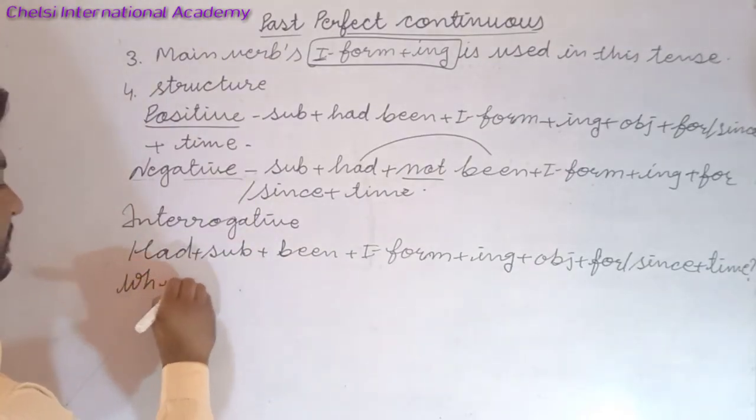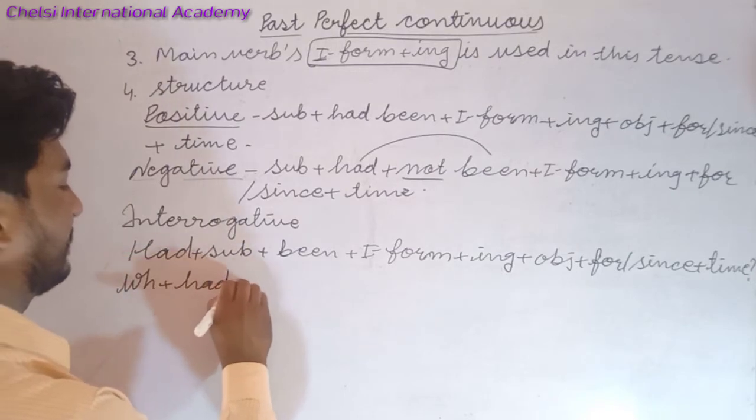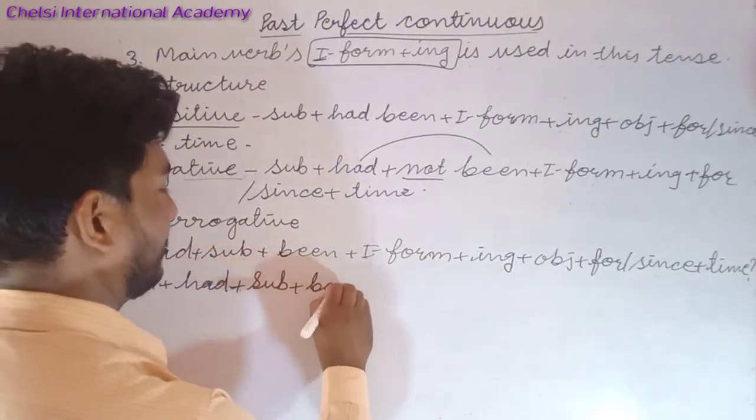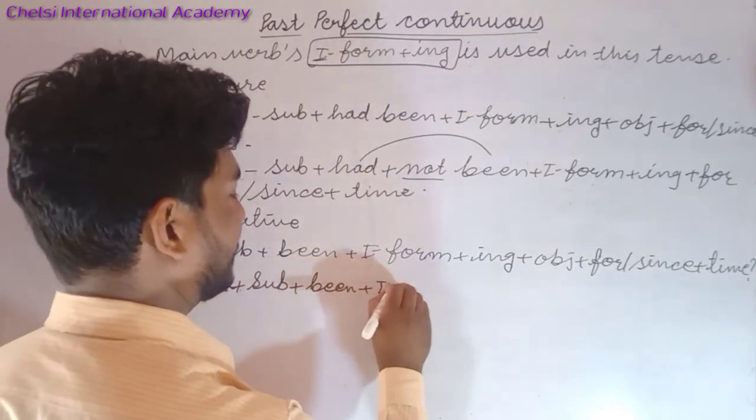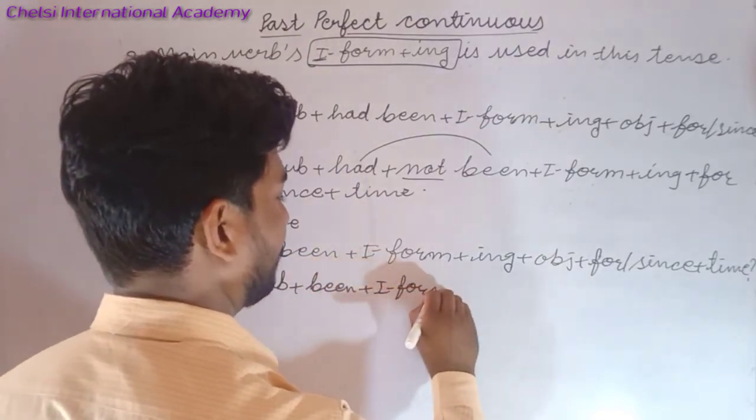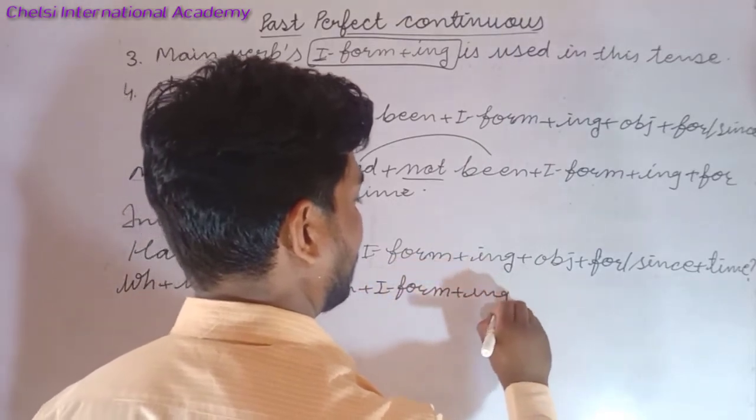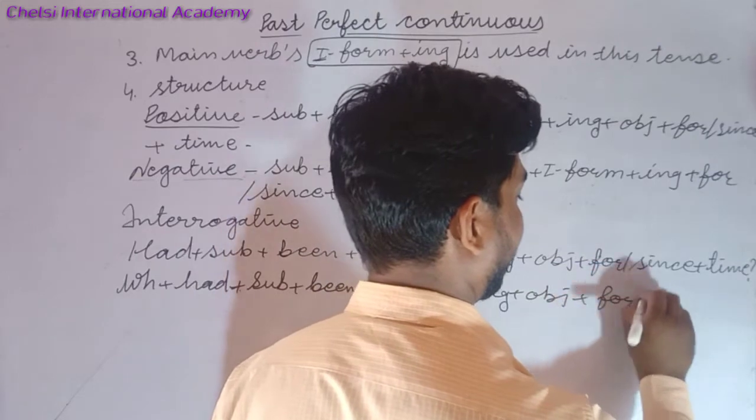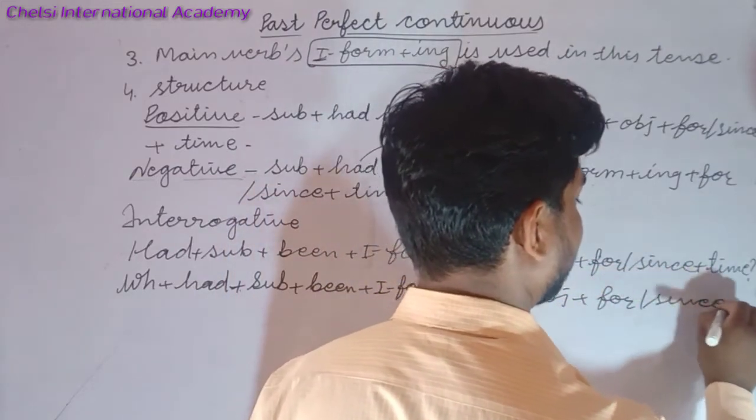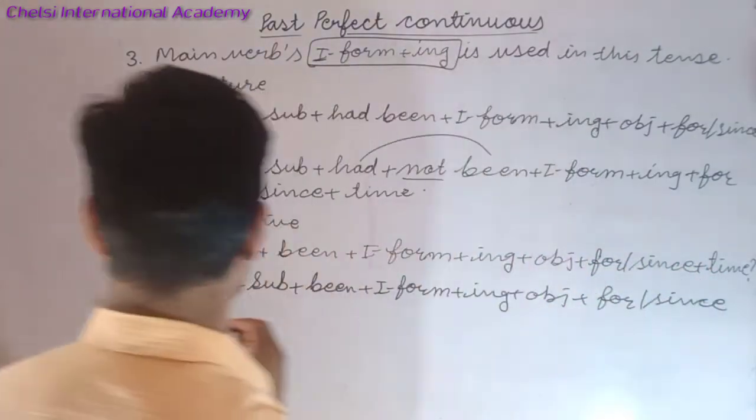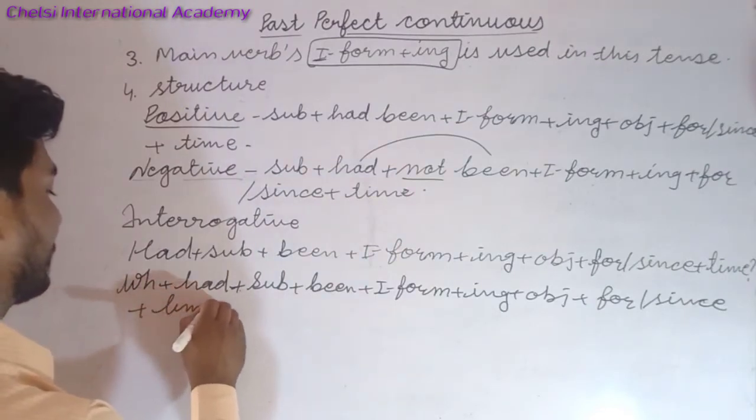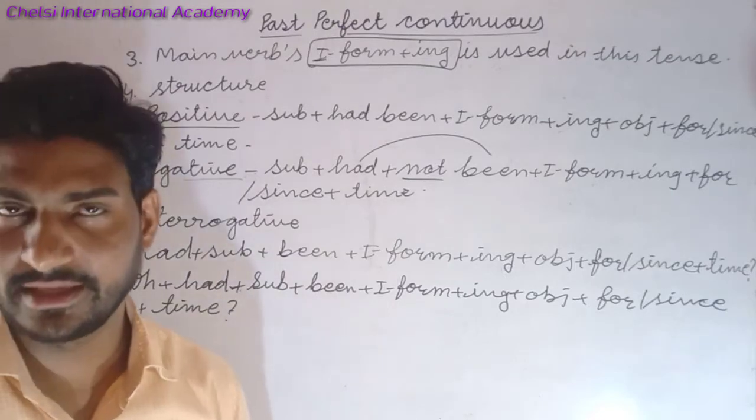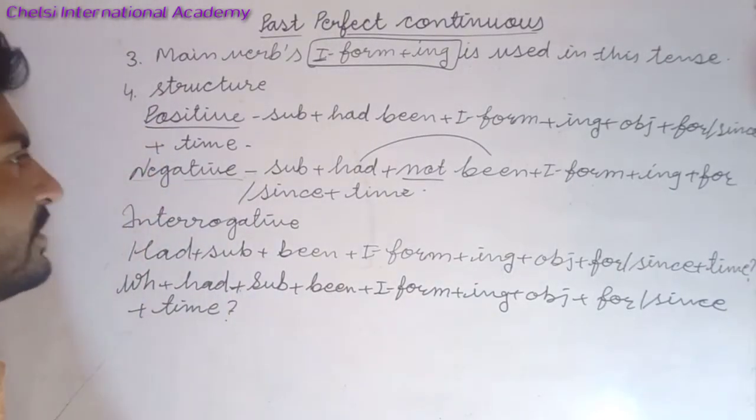WH word, had, subject, been, first form plus ing, object, for since plus time, interrogative sign at the end of the sentence. In this way we have seen the structure of interrogative sentence.